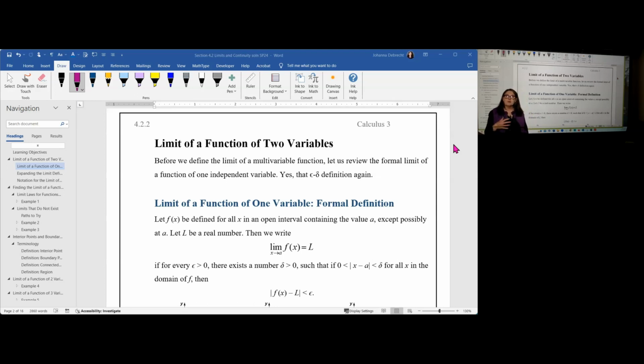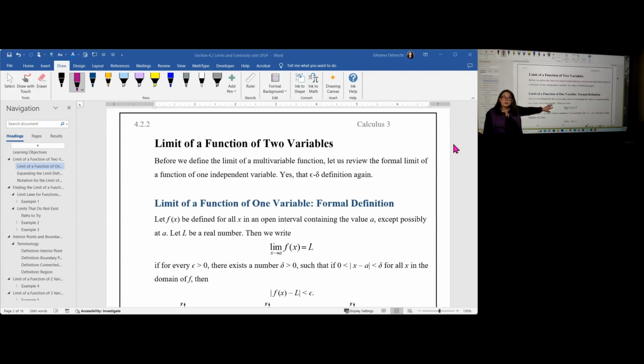Before we do that, though, we want to briefly review the formal definition of a limit of a function of one independent variable. Yes, we're back to that epsilon delta definition again. So the limit of a function of one variable, the formal definition, is to allow f of x be defined for all x values in an open interval, so round parentheses, containing the value a, which is coming from the domain, except possibly at a. In other words, it doesn't have to be defined at a, but it needs to be defined on some interval around a at all other points.